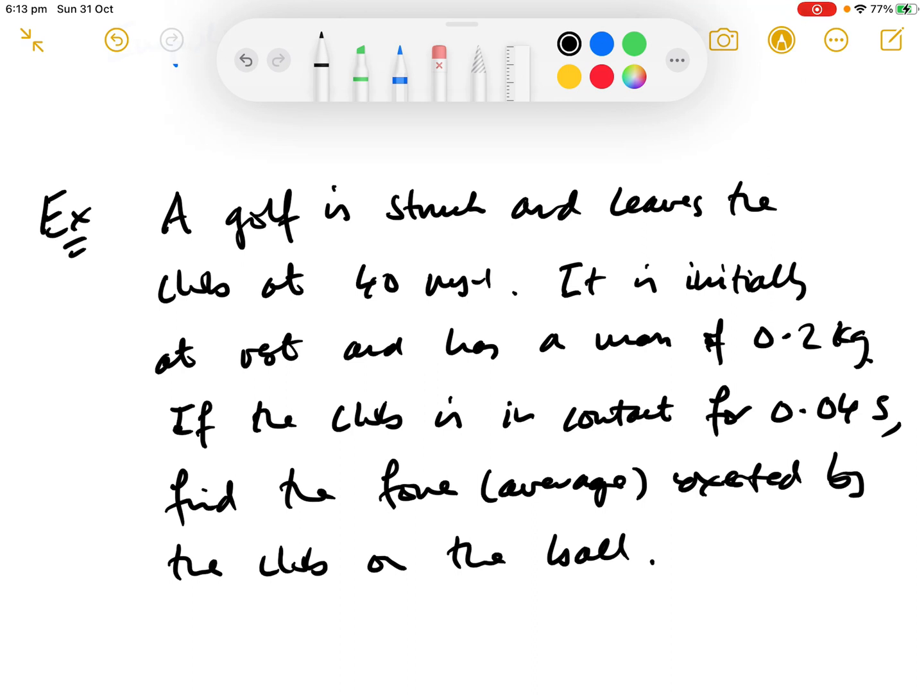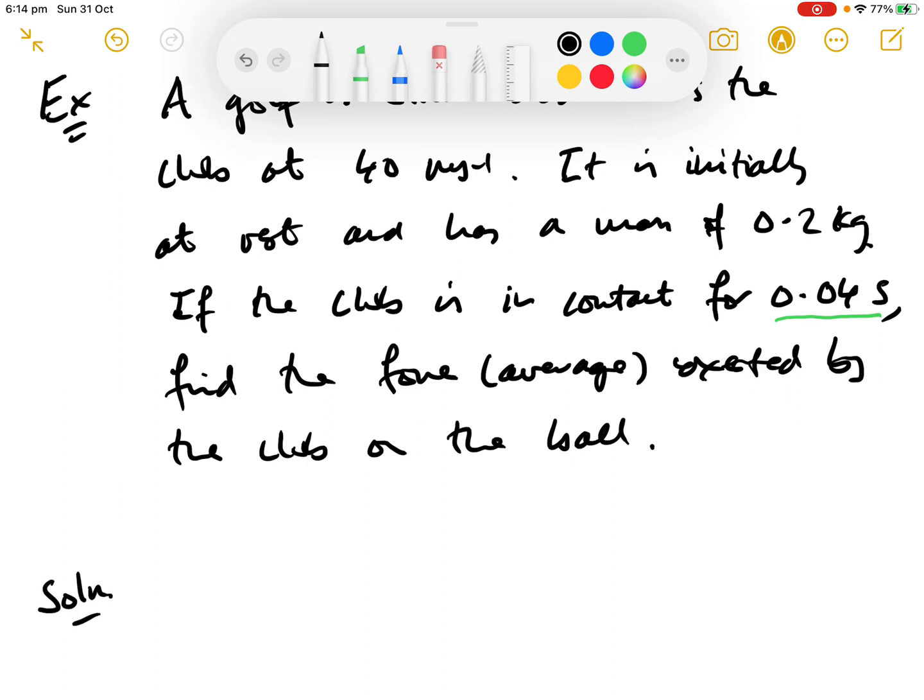Okay, so the golf ball is struck and leaves the club at 40 meters per second. It is initially at rest and has a mass of 0.2 kilograms. If the club is in contact for 0.04 seconds, find the average force exerted by the club on the ball. Notice the time of interaction there, 0.04 seconds, is quite small. In these impulse problems, the interaction time is always very, very small. That's one of their features.